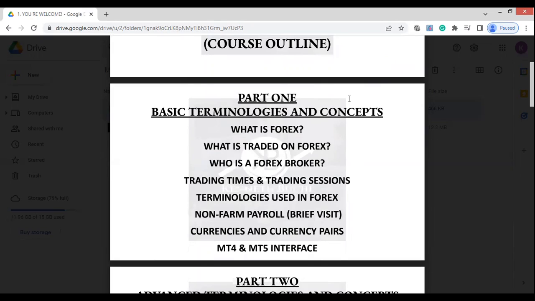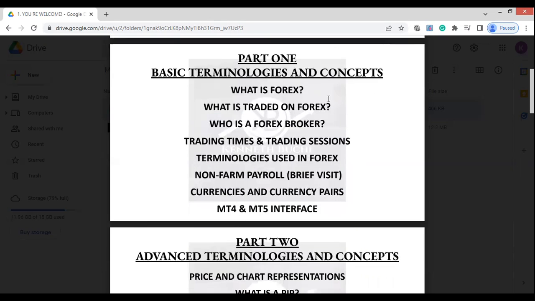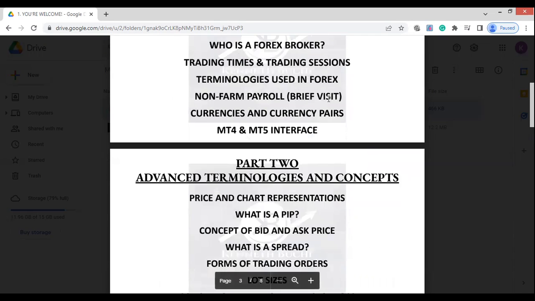After briefly visiting the non-farm payroll, we're now going to go into what we call currencies and currency pairs. These currencies and currency pairs are what are majorly traded on the Forex market. So you're going to be going into the currencies and currency pairs deeply. There are different types of currencies and different types of currency pairs, and I'm sure you didn't know that. In this course, you're going to be learning every single thing about those currencies and the currency pairs. Now, after that, in the final part of the basic technologies and concepts, we're going to be looking at the MetaTrader 4 and MetaTrader 5 interface.